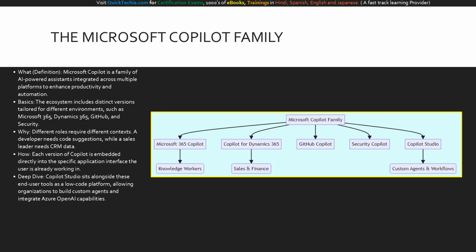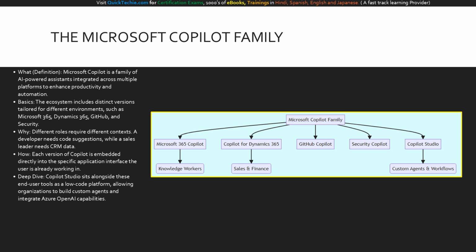Why do we separate these? Because context is everything. A software engineer needs an AI trained on code, while a financial analyst needs AI grounded in ERP data. How this works practically is that each Copilot version is natively embedded into the specific apps those professionals use daily. For our deep dive, keep your eye on Copilot Studio. This is the underlying engine that allows your IT team to build custom AI agents that extend beyond standard out-of-the-box features. Let's look at this structural map of the Copilot ecosystem.